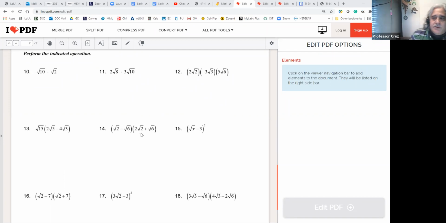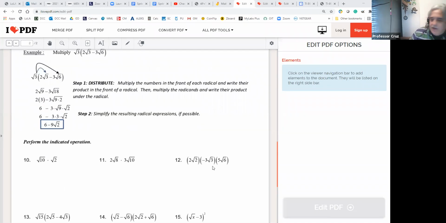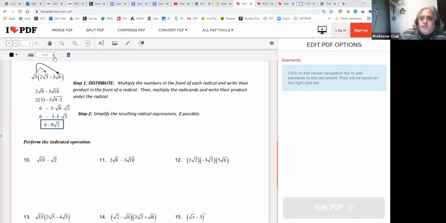All right, any questions about how that works? The first row is not going to be nearly as advanced as that because we're just going to be multiplying one term times another term. So what we've got here on this one, square root of 2, 10 times square root of 2. What do we end up with there?